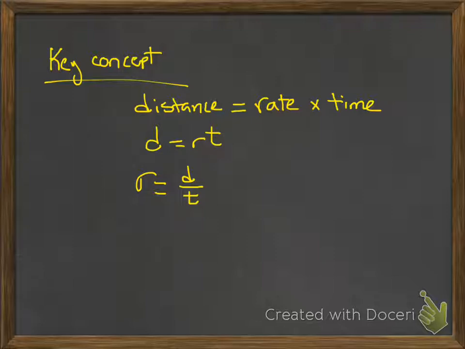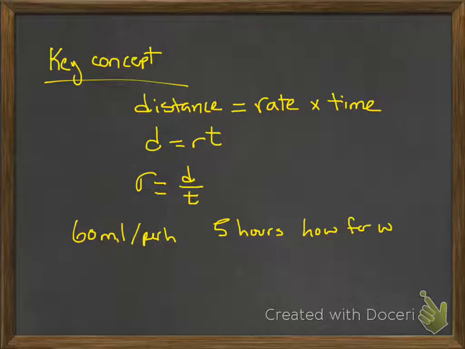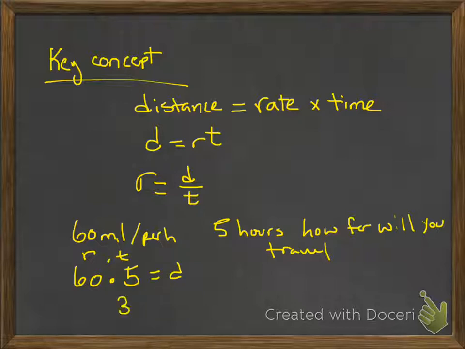So a question like, how far will you travel at 60 miles per hour for 5 hours? So if you went 60 miles per hour for 5 hours, how far will you travel? I have my rate, which is 60, and I have my time, which is 5. So I'm going to multiply those two together to get my distance. And so 300 equals my miles.